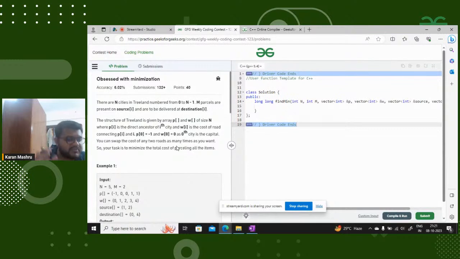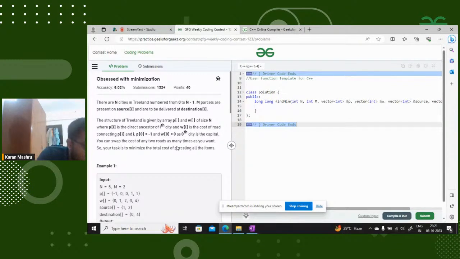That is obsessed with minimization. Let me tell you, this is a very good question. It will take a lot of time, in the sense that some topics I might need to explain multiple times. I will give my best, but I think you will understand it completely.